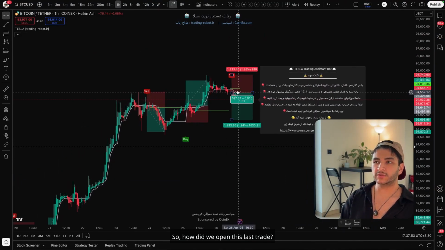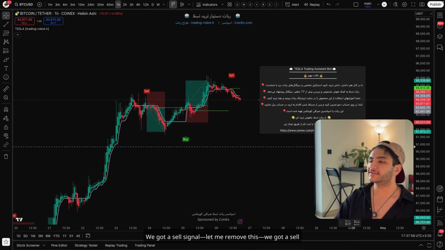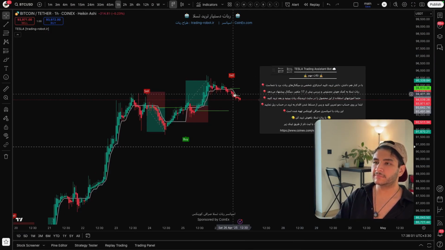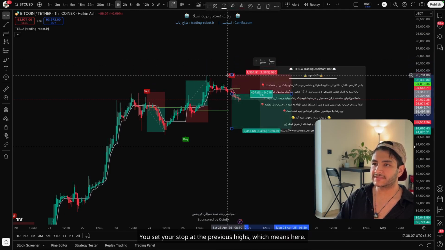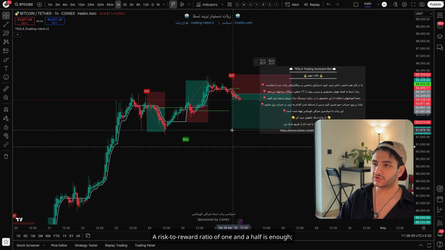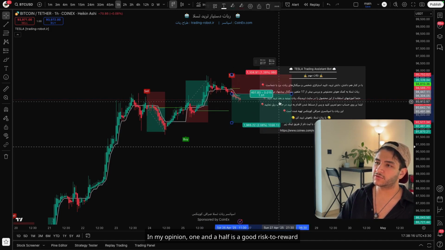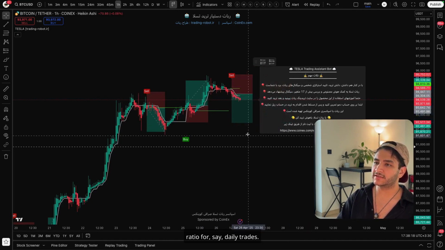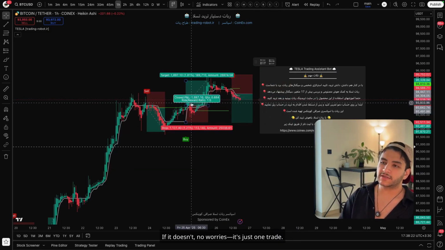So, how did we open this last trade? We got a sell signal. Let me remove this. We got a sell signal on the close. Where do you set your stop? You set your stop at the previous highs, which means here. A risk to reward ratio of 1.5 is enough. If you want, you can set it to 2. In my opinion, 1.5 is a good risk to reward ratio for, say, daily trades. This becomes our target, and now it's dropping and hitting our target. If it doesn't, no worries.